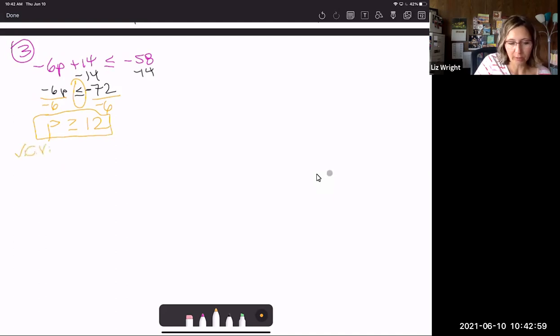And we're going to check our critical value of 12. So p equals 12 is what we're checking. And we're going to do negative 6 times 12 plus 14. And we are checking to see, is that in fact equal to negative 58? Did I do my process right?